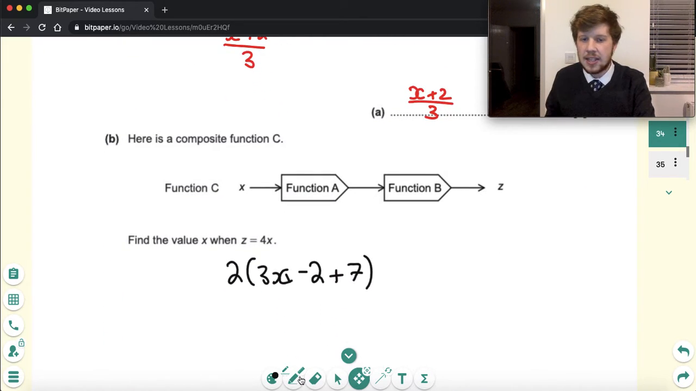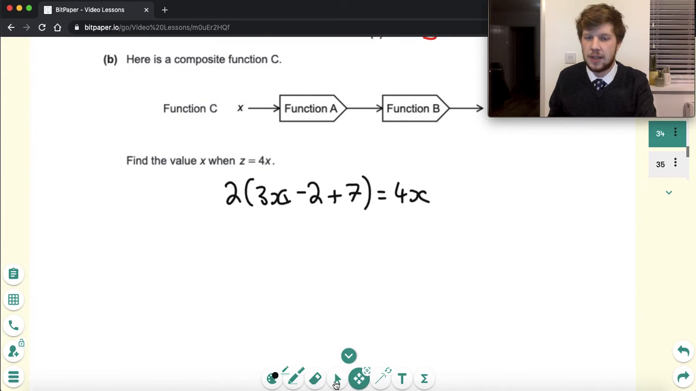Okay, and I know that if I have the input of x, my output would be z, but in this scenario, that is 4x. So, just doing a little bit of manipulation of algebra here. The first thing I'm going to do to make it easier for myself is divide by 2, so I don't have to worry about the bracket, and also sort out this take away 2 plus 7. So, I'm going to get rid of this 2 by dividing across, and sort out this take away 2 plus 7. So that would leave me with 3x plus 5 is going to give me 4x divided by 2, which is 2x.